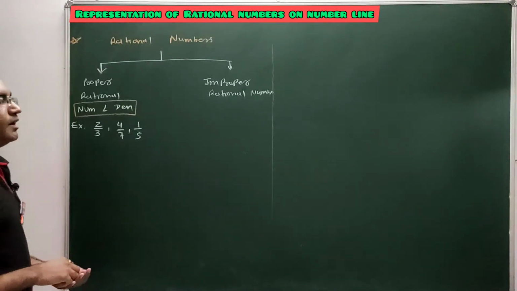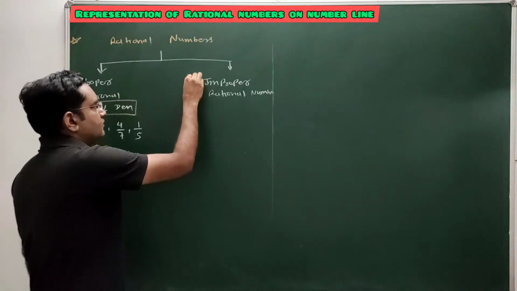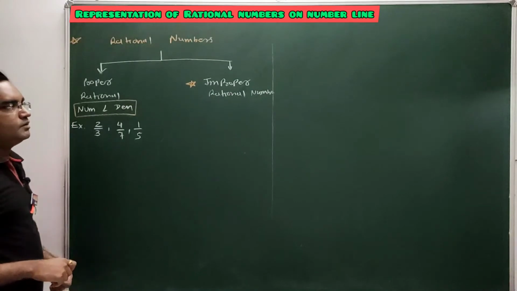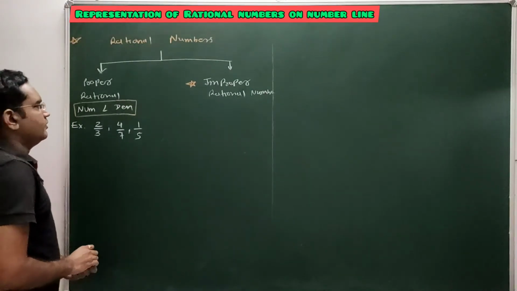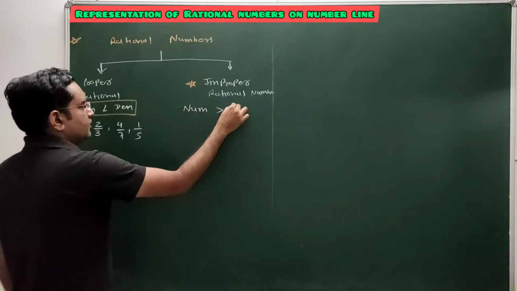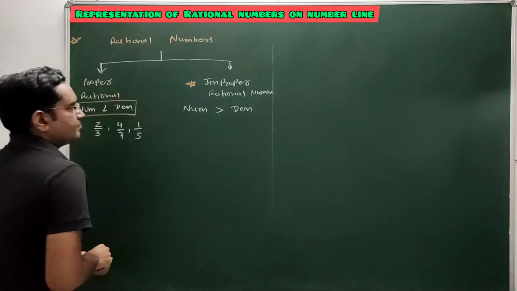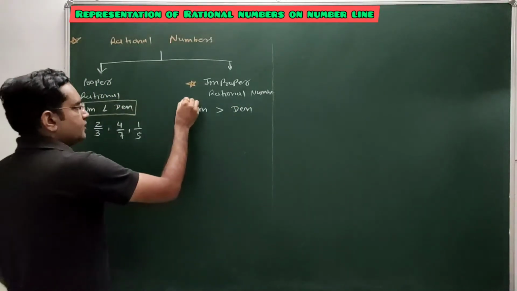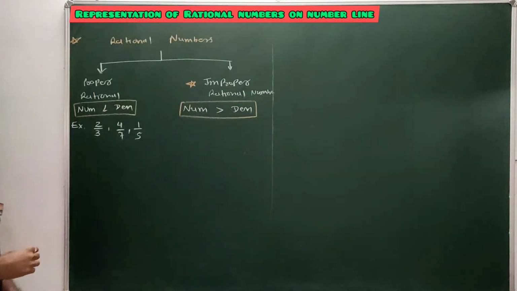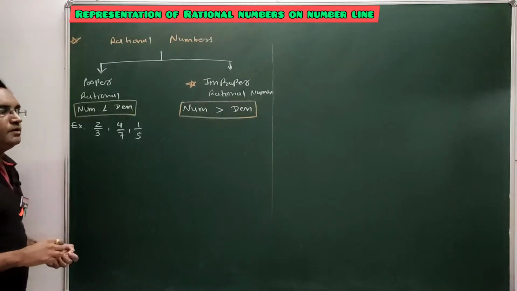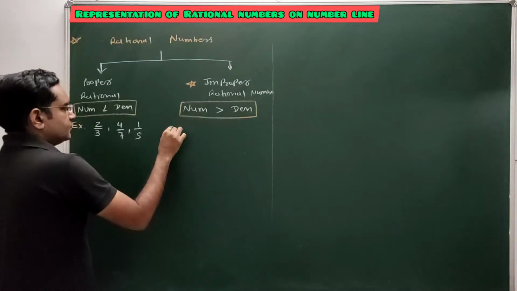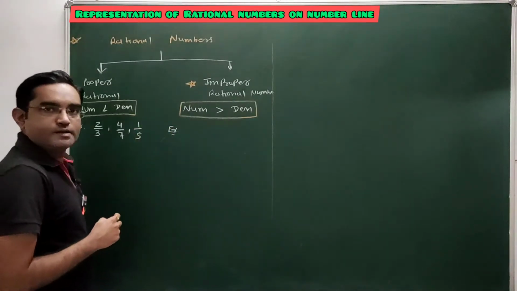Now the second type of rational number is the improper rational number. So what is an improper rational number? In case of improper rational number, the value of numerator is always greater than the denominator. So these types of rational numbers are known as improper rational numbers. For example, here the numerator is greater than the denominator.